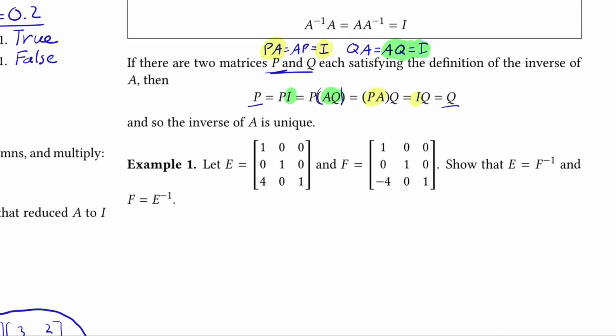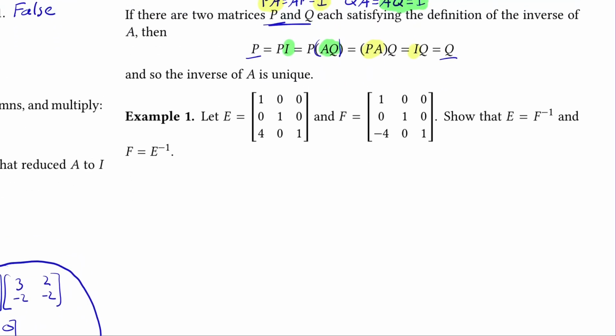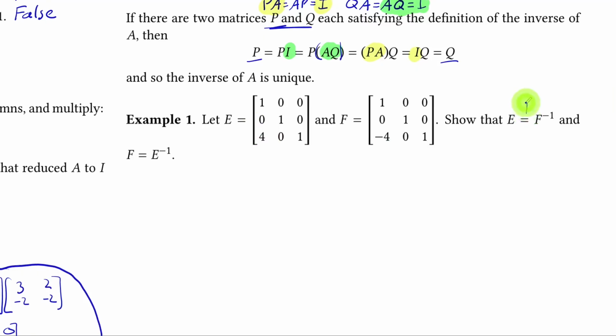All right, let's look at example 1 here. We've got these two matrices E and F. These are not very different from the identity matrix. The only difference is that 4 and negative 4. Now, we want to show that E is equal to F inverse.